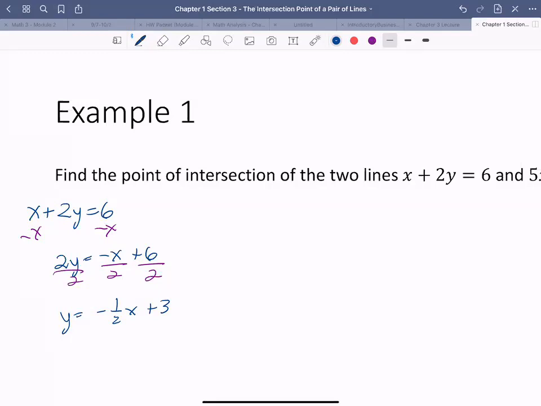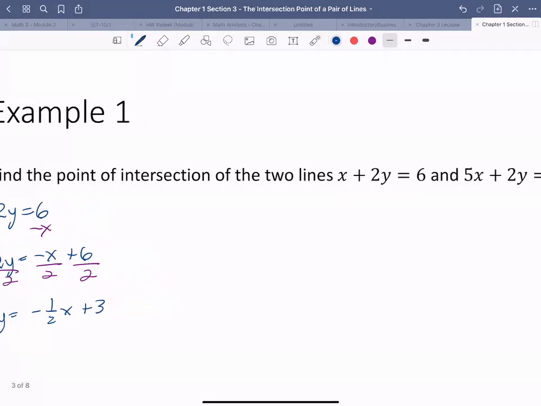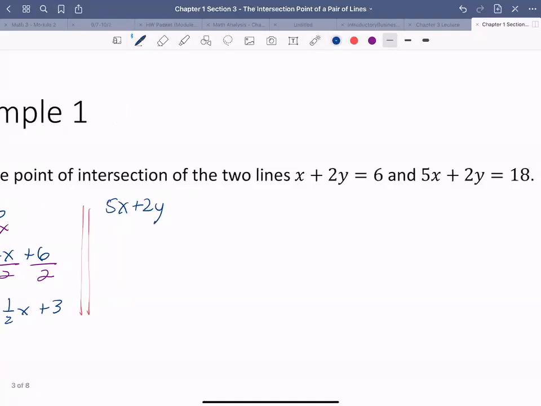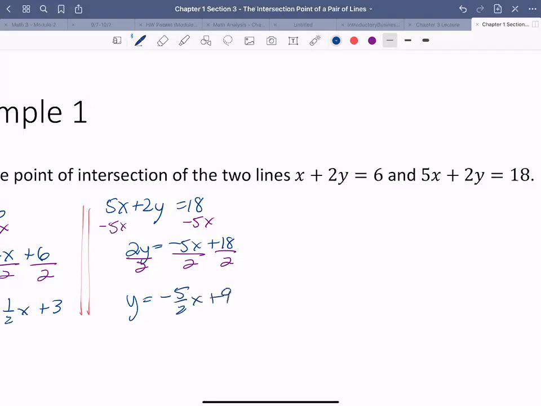Next, I'm going to use the other equation. I'm going to draw a line here so you can see they're separate. We have 5x plus 2y equal to 18. Solve for y. So I'm going to subtract the 5x over to both sides. That gives us 2y equal to negative 5x plus 18. Divide everything by 2. And that gives us y equal to negative 5/2 x plus 9.